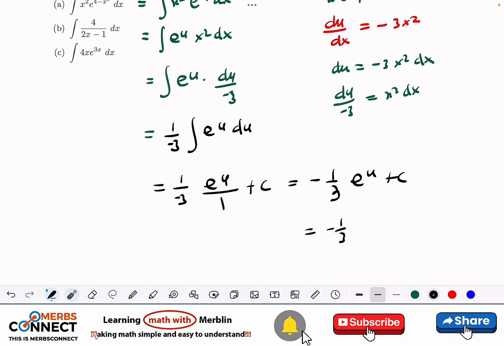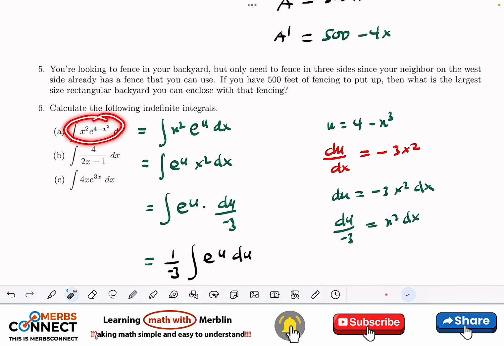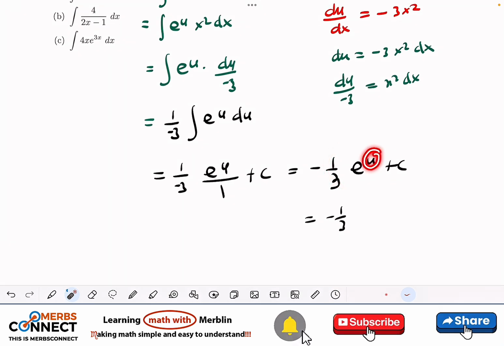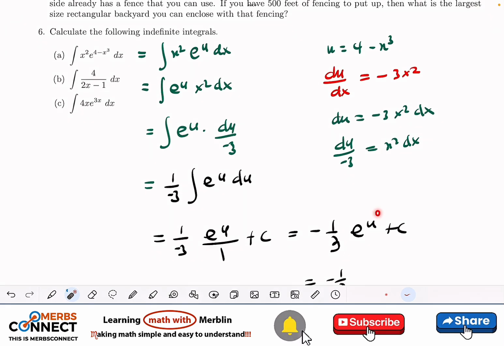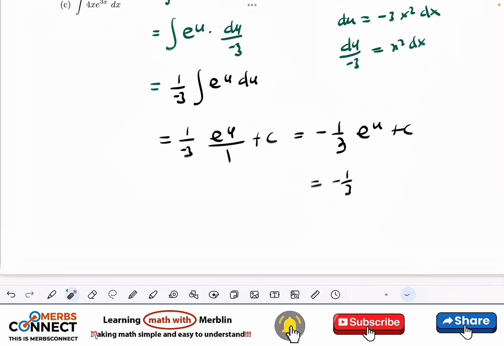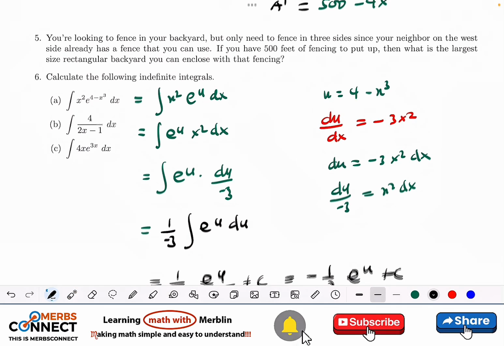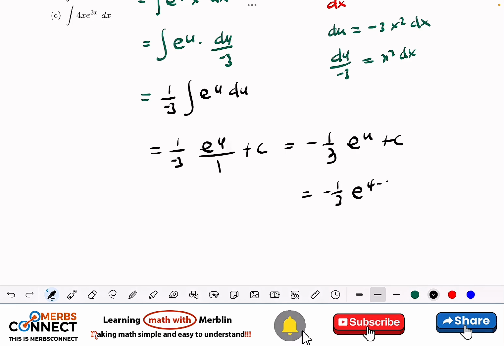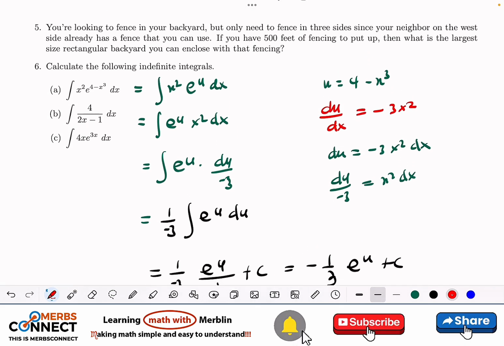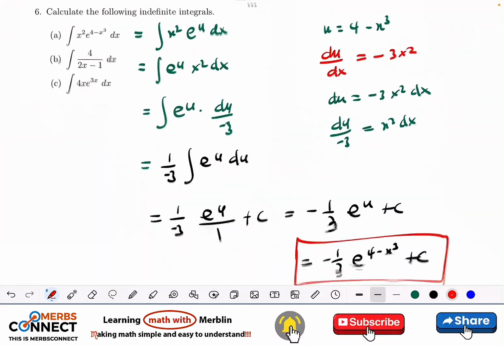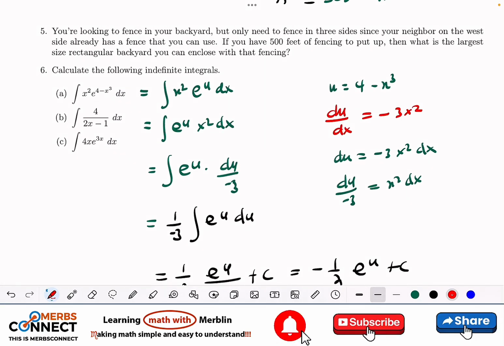Now, since our function is in terms of x, our final result too should be in terms of x, not in terms of u. So it means that we need to go and look for u. U is the same as 4 minus x cubed. So finally, we are going to have minus 1 over 3 e to the power 4 minus x cubed plus c. So this will be the final result for A. Let's look at B.